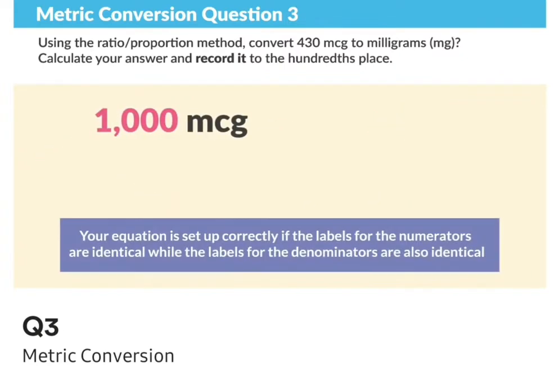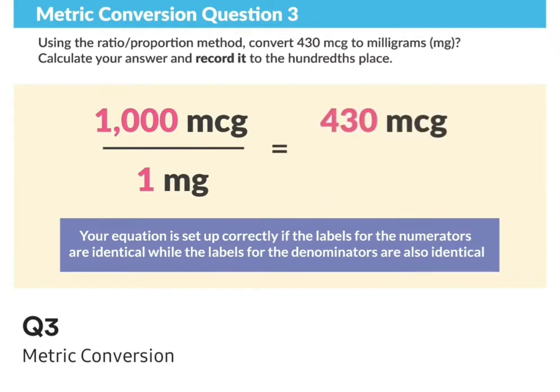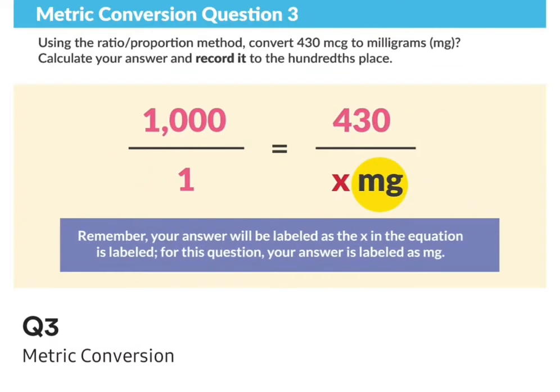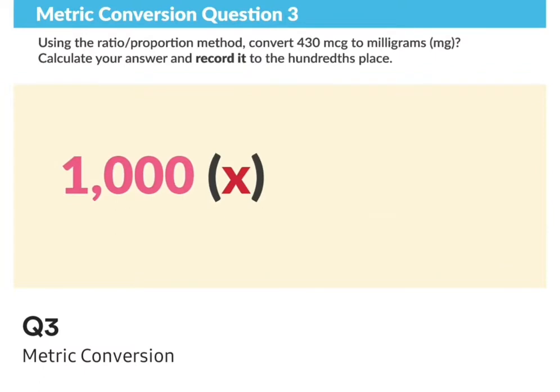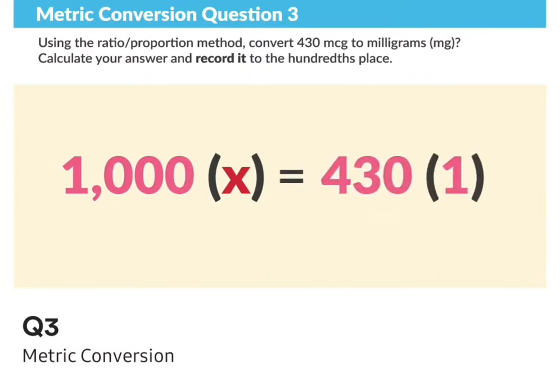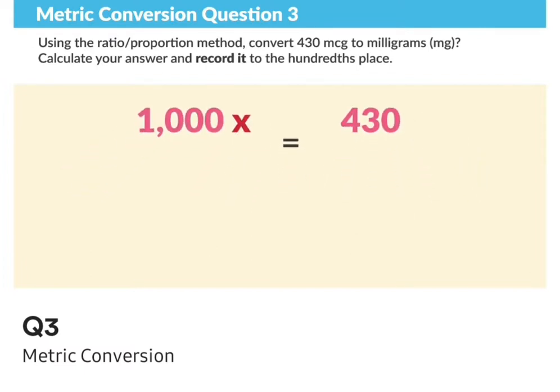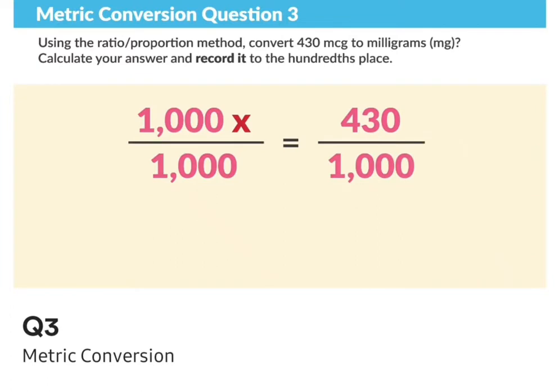So 1,000 micrograms over 1 milligram equals 430 micrograms over x milligrams. Now we simply drop the labels: 1,000 over 1 and 430 over x. And solve by cross-multiplying here. So 1,000 times x equals 430 times 1, or basically, 1,000x equals 430. Now isolate x by dividing both sides by 1,000.